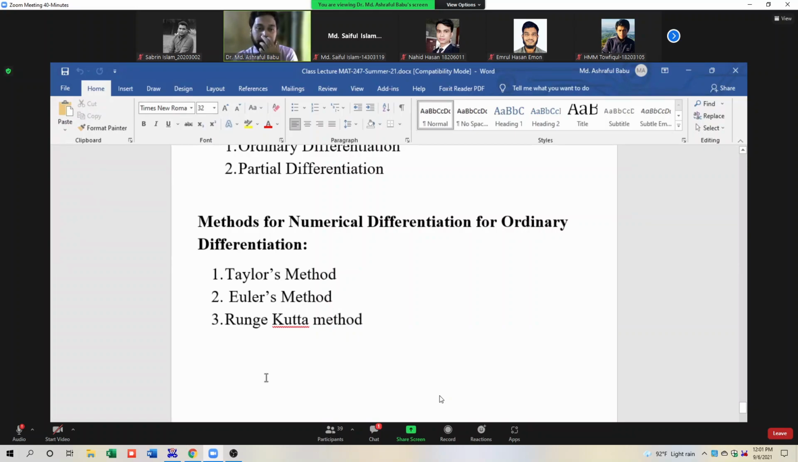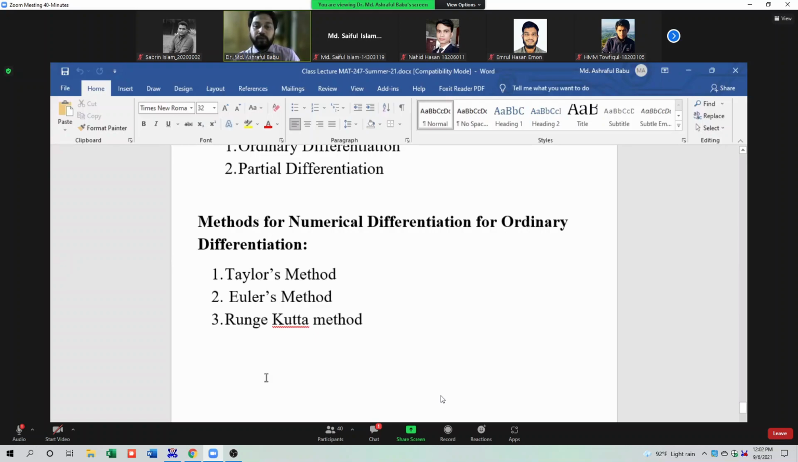And I told you that the next topic is numerical differentiation, and that there are three methods for numerical differentiation. This is actually not correct. These three methods are basically for solving numerical differential equations. That means, how can we solve a differential equation numerically? Those are the three methods: Taylor's method, Euler's method, and Runge-Kutta method.